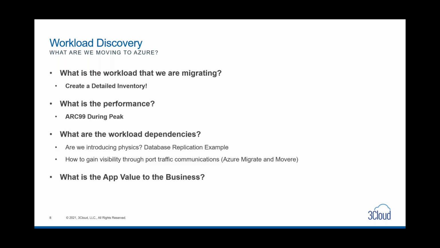So really understanding the dependencies is going to help give us better visibility into what needs to go together, right? How are we creating a plan that is going to incorporate groups of workloads that are all talking to each other so that we've got less of that physics play that I'm talking about that we would introduce if we leave one behind. So there's ways to gain visibility into that.